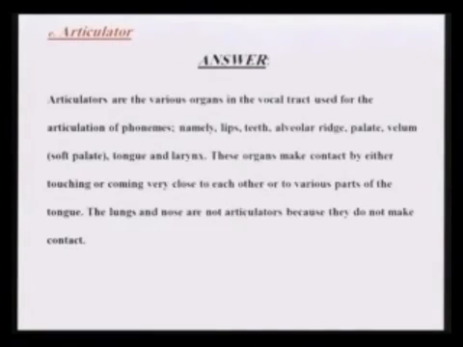What is an articulator? Articulators are the various organs in the vocal tract. The whole area that we use in speech is called the vocal tract, used for the articulation of phonemes, namely lips, teeth, alveolar ridge, palate, velum. The velum has another name, soft palate, tongue and larynx. These organs make contact by either touching or coming very close to each other or to various parts of the tongue.